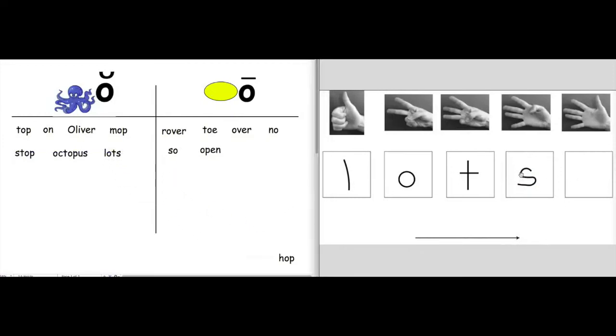Last word. Take a look at it. What do you think it is? Hop. Three letters, three sounds. Did you hear it here? Ah, there it is. Hop. Second sound is a short O. Fantastic job, boys and girls. We finished. All right, on to the next activity.